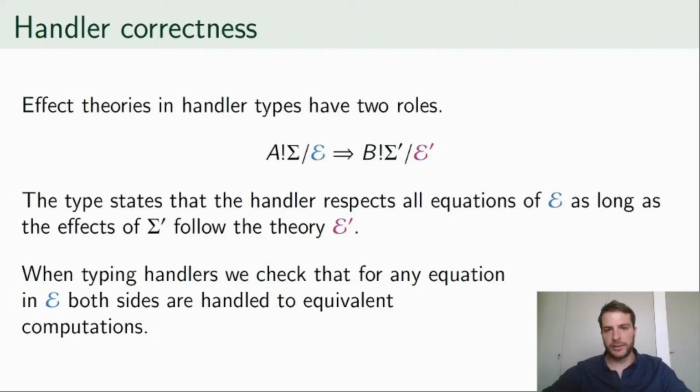We have to check that for every equation in E, if we handle both sides, we end up with equivalent computations. The equivalence is considered in the theory of E prime, so we may be aided by the equations that are packed in E prime. Handler correctness is undecidable, so the proofs are constructed in a logic that is coupled with the type system.